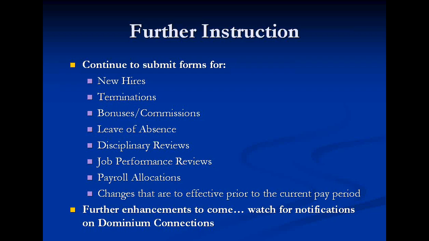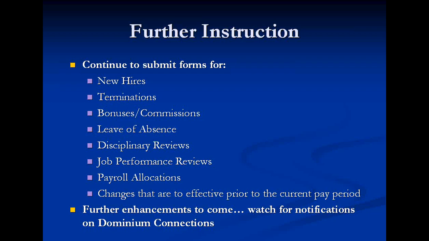Disciplinary reviews, as previously mentioned, you still need to complete these forms, get the appropriate signatures, and send them in. However, you should also enter a summary under the disciplinary action piece within self-service. Job performance reviews need to be done on their paper forms and sent in. If you have employees that have permanent payroll allocations, so their payroll is split to more than one site through payroll, those need to be done on a change of status form and sent in. And again, changes that are to be effective prior to the current pay period need to be done on a manual form. You can only do changes within self-service for the current and future dates.